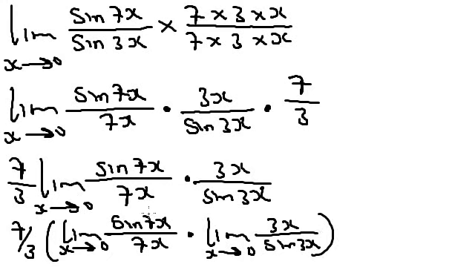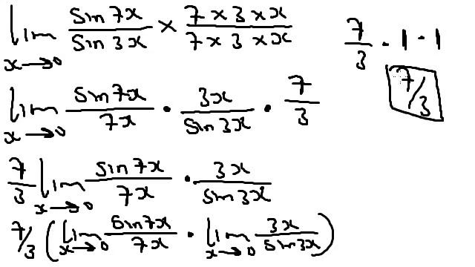Now, earlier we discussed that any expression like this or this will be nothing but 1. So finally, our answer will be 7 by 3 multiplied by 1 multiplied by 1. Therefore, we have 7 by 3 as our final answer.